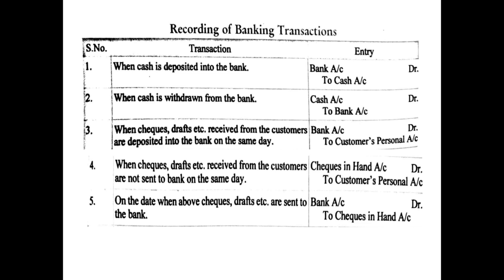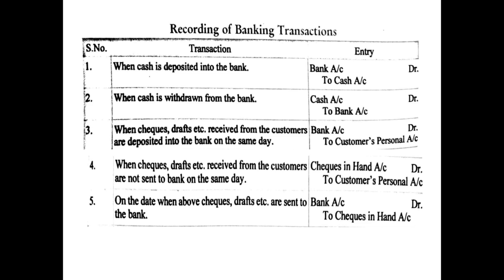The third transaction, when checks, drafts, etc., received from the customers are deposited into the bank on the same day. Now, very important, children, you have to see that whenever the question says that received a check from a customer or received a bank draft from a customer, etc., the very first thing which you should see before passing the entry for this is that when does the business deposit these checks or bank drafts, etc. That means whenever the question says that the business has received some check or some draft from the customer as a payment, the very first thing which you should check just before passing the entry is whether the checks or drafts so received are deposited on the same day or not.